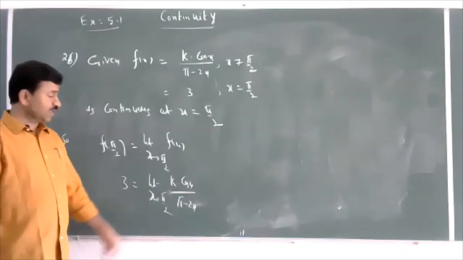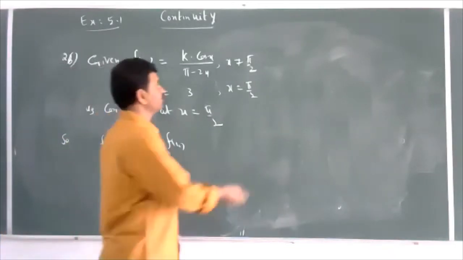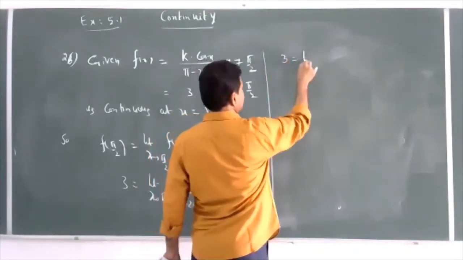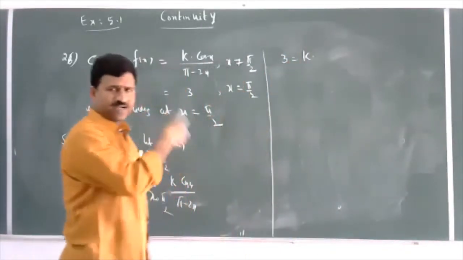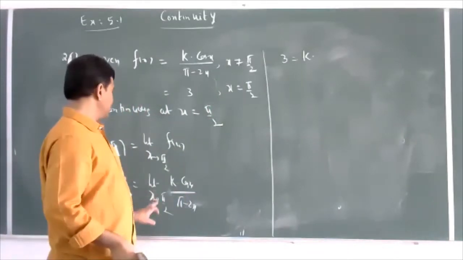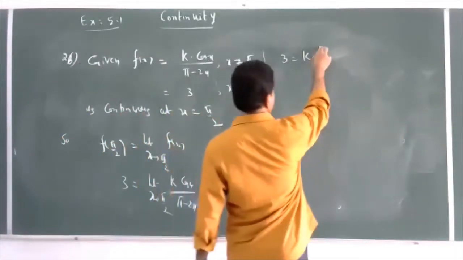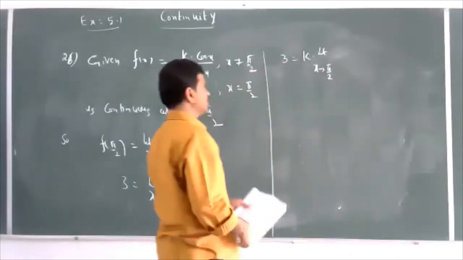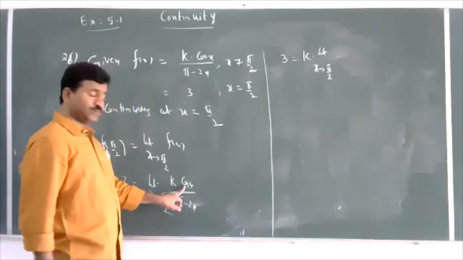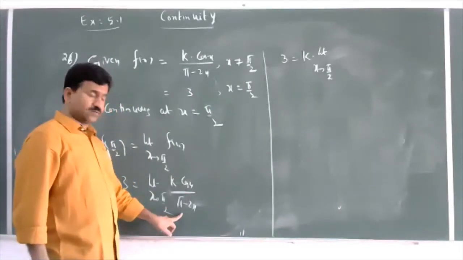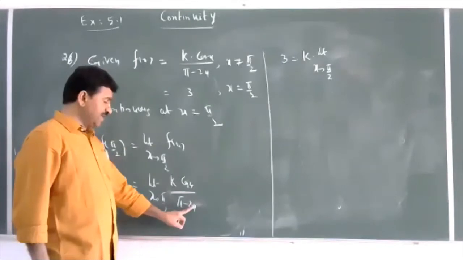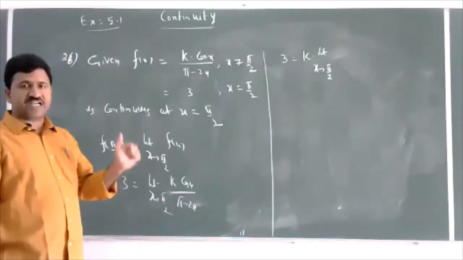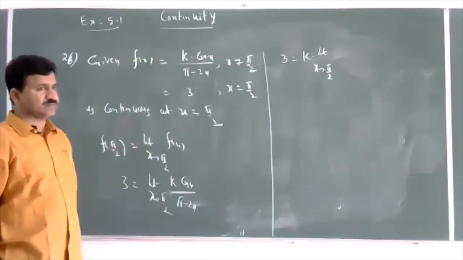We'll go for it. K is a constant, so write it outside. So 3 is equal to k; we require that k value only. Limit as x tends to pi by 2. The cos function is not comfortable. Put x value pi by 2, cos pi by 2 is 0. In the denominator, put x value pi by 2, pi minus pi is 0. So 0 by 0. Substitution method fails, so go for the standard limits method.